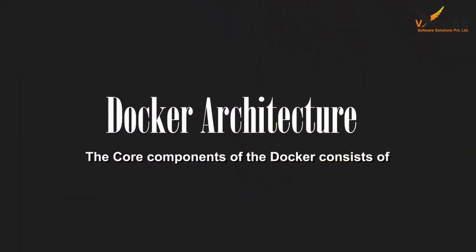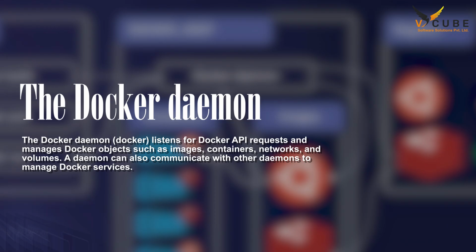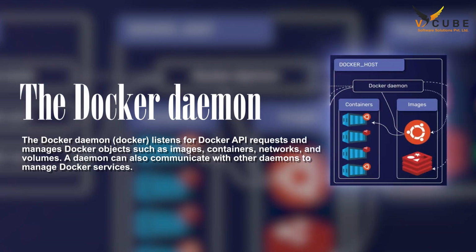Next, Docker architecture. The core components of Docker consist of mainly five types. They are Docker daemon, Docker client, Docker registry, Docker image, and Docker container. First, the Docker daemon. The Docker daemon listens for Docker API requests and manages Docker objects such as images, containers, networks, and volumes. A daemon can also communicate with other daemons to manage Docker services.